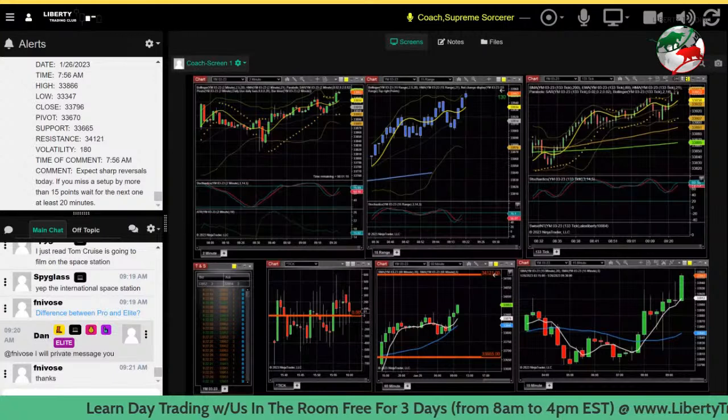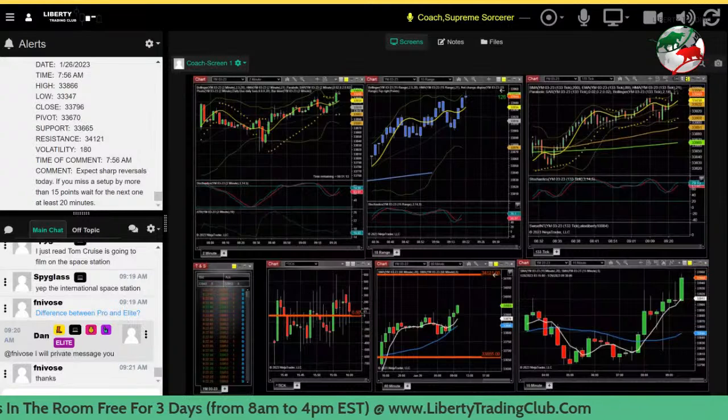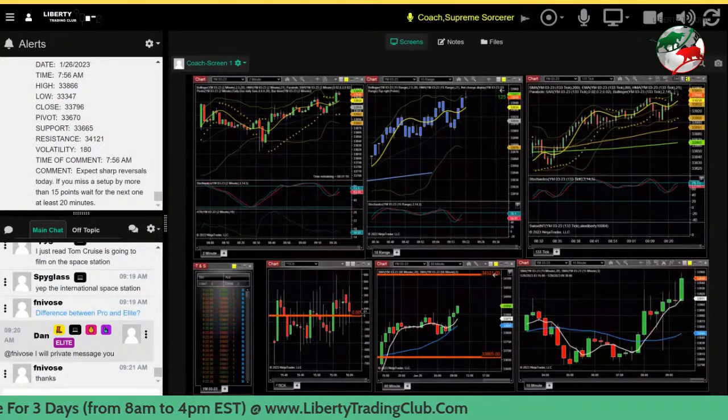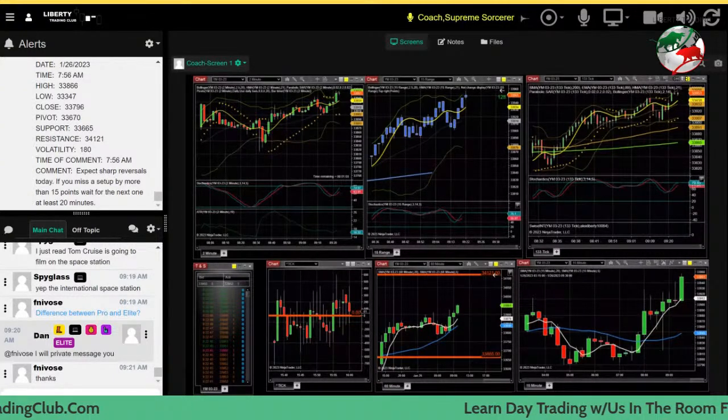That is the difference. Most people with the Elite badge have permission to trade the open, to trade within the first 6 minutes. People with Elite badges have permission to counter-trend trade, things like that.